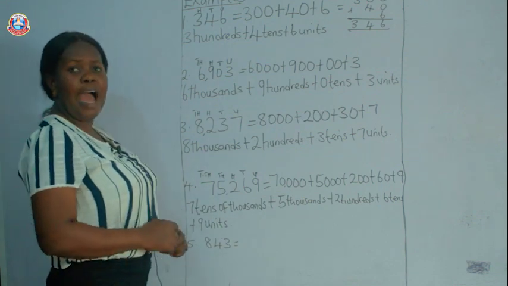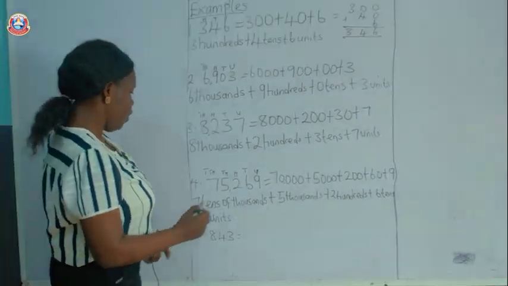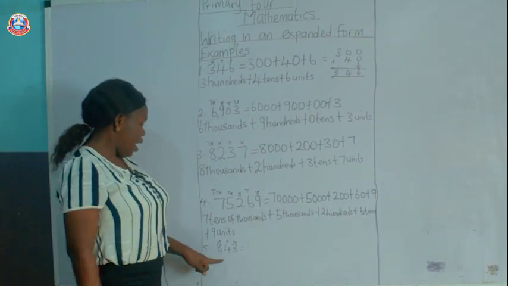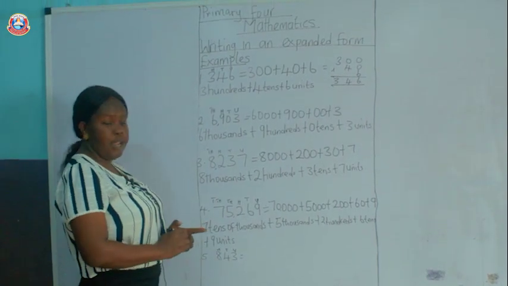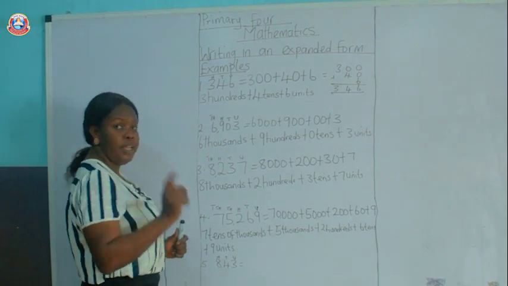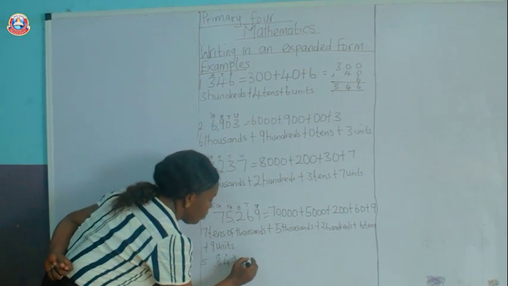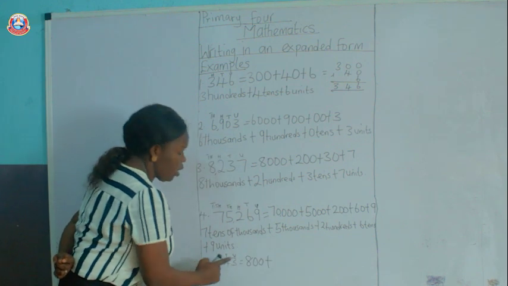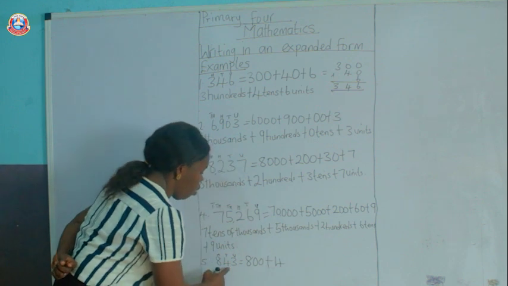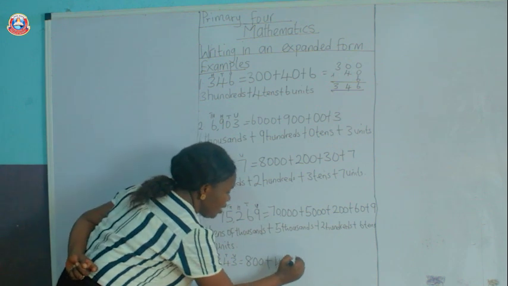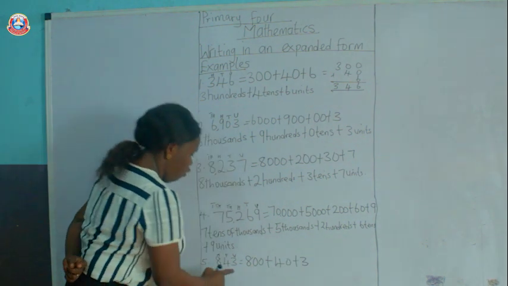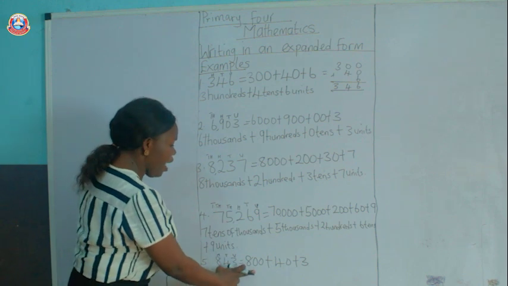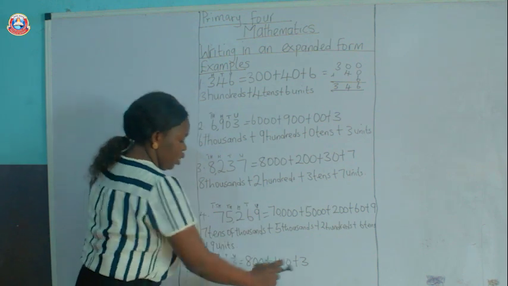Now the last example I have here is 843. Let's give the place value: units, tens, hundreds. So this is what? 843. Now let's expand together. I pick my 8. How many zeros? 1, 2. Plus, pick your 4. How many zeros? 1. Pick my 3. Is there any zero? No, because there's no figure after the 3. So you leave it at that. That's units. So we have 800 plus 40 plus 3.